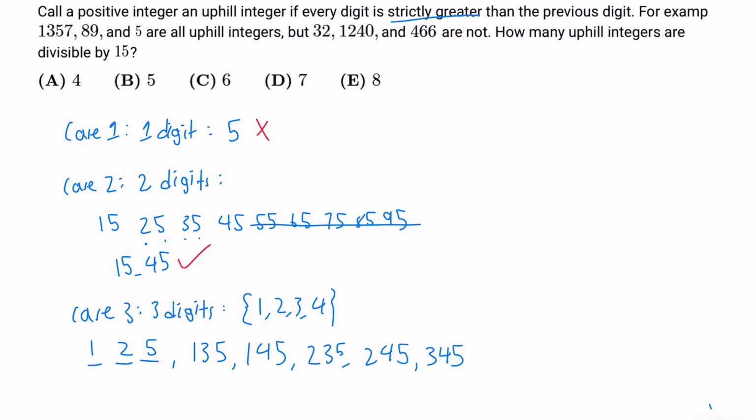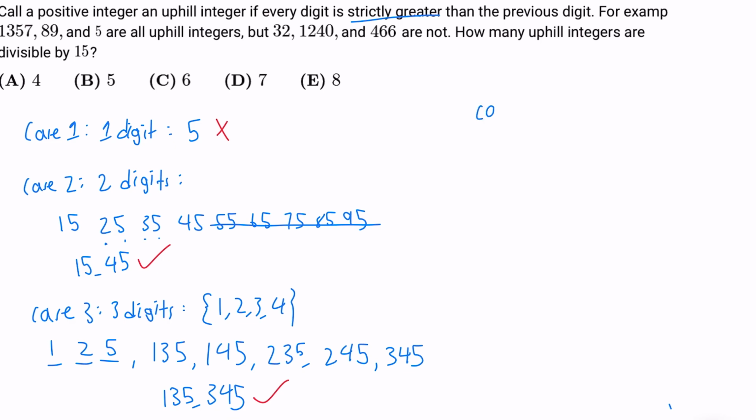And then we cannot begin in 4 because it'll give us, for example, 445, which would not work because 4 and 4 are equal to each other, and then 455 wouldn't work either because 5 and 5 would be equal to each other. So in this case, we only have these numbers, and then we can check the divisibility rule for 3 by adding the digits of each, and we will figure out that only 135 and 345 work because 1 plus 3 plus 5 is 9, and 3 plus 4 plus 5 is 12, and these are divisible by 3. So for case 3, we have two numbers that work.